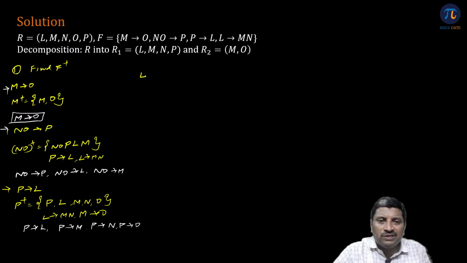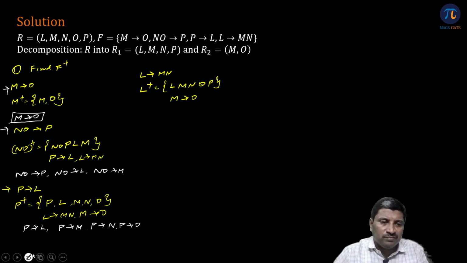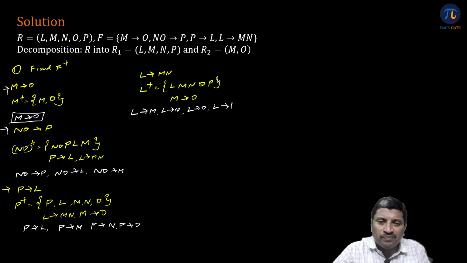Then what is the next one? The next one is L implies MN. What is L closure? L, M, N. Then with M you can get O. Then with NO you can get P. Right? So you are able to get L implies M, L implies N, L implies O, L implies P. That's it.